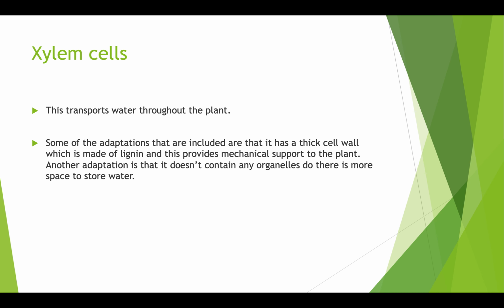Some of the adaptations that are included are that they have a thick cell wall, which is made of lignin, and this provides mechanical support to the plant. They need to be strong, and they do this by having a strong cell wall made of lignin. Another adaptation is that they don't contain any organelles, so there is more space to store water. They need as much room as possible to store water and transport it, so they don't have any organelles.